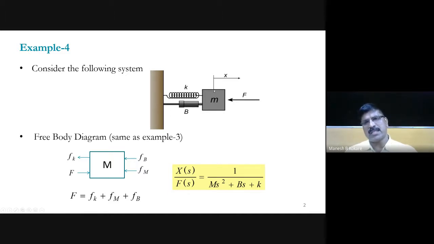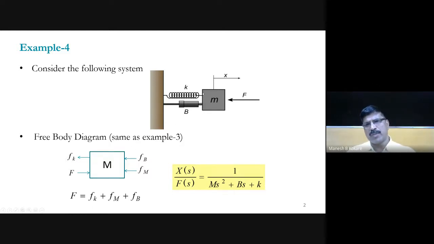Here x is the displacement, and we know the relation between velocity and displacement. If you take the derivative of displacement, that is nothing but the velocity. If you take the derivative of velocity, that is nothing but the acceleration, right? So if somebody asks you to find the transfer function of this mechanical system, how do you find it? First, you can draw the free body diagram.